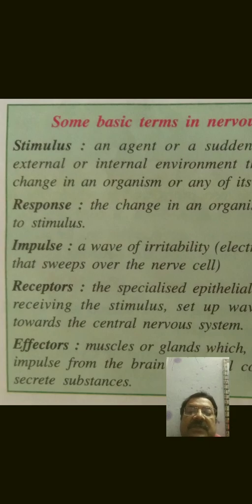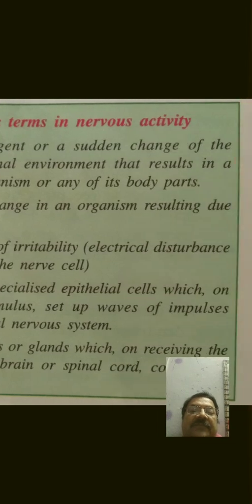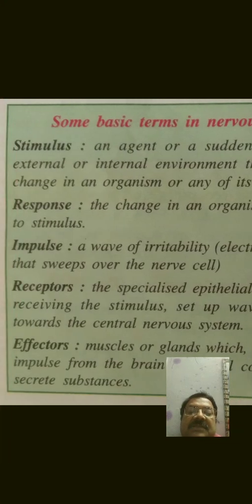Receptors are actually the receiving organs, you can say, which receive the stimulus. This receptor sets up a wave of impulses and sends it towards the central nervous system, that is, the brain and the spinal cord.